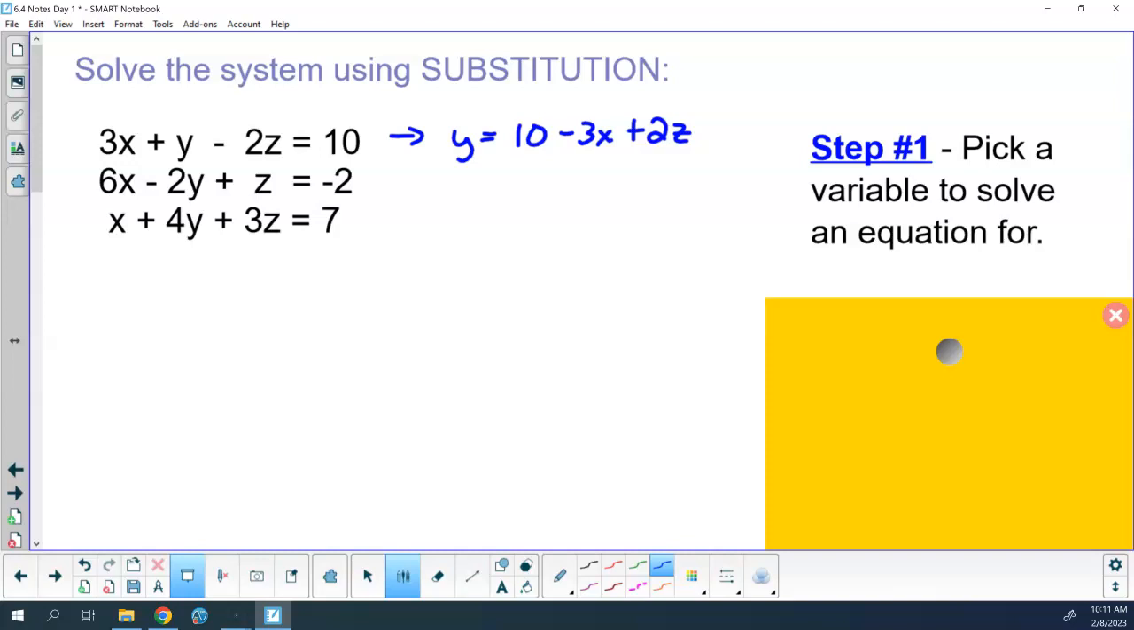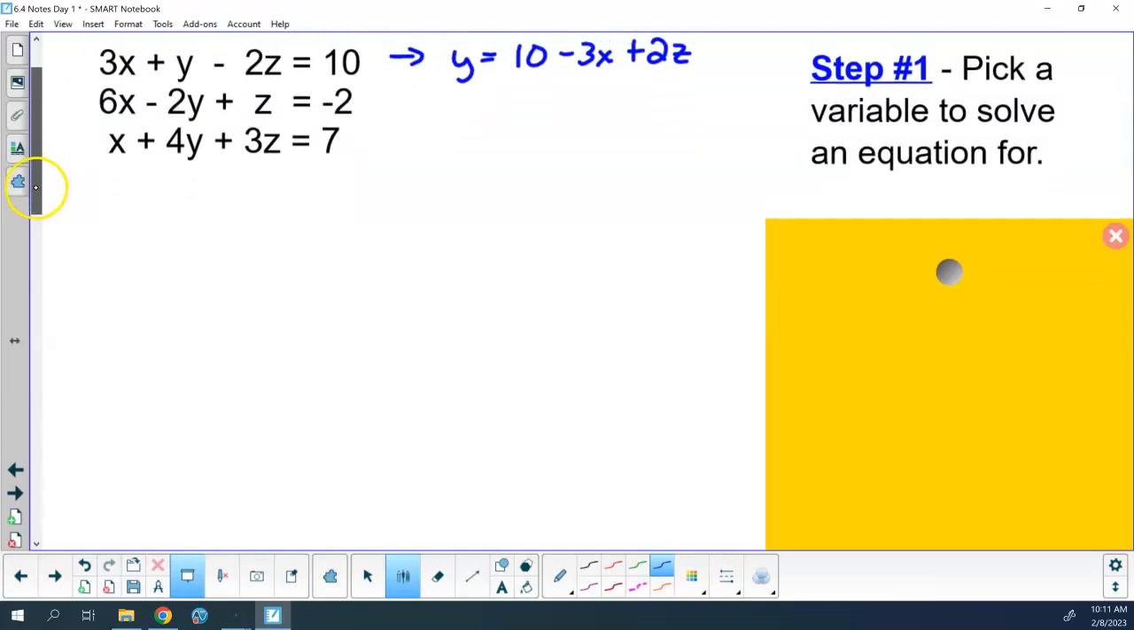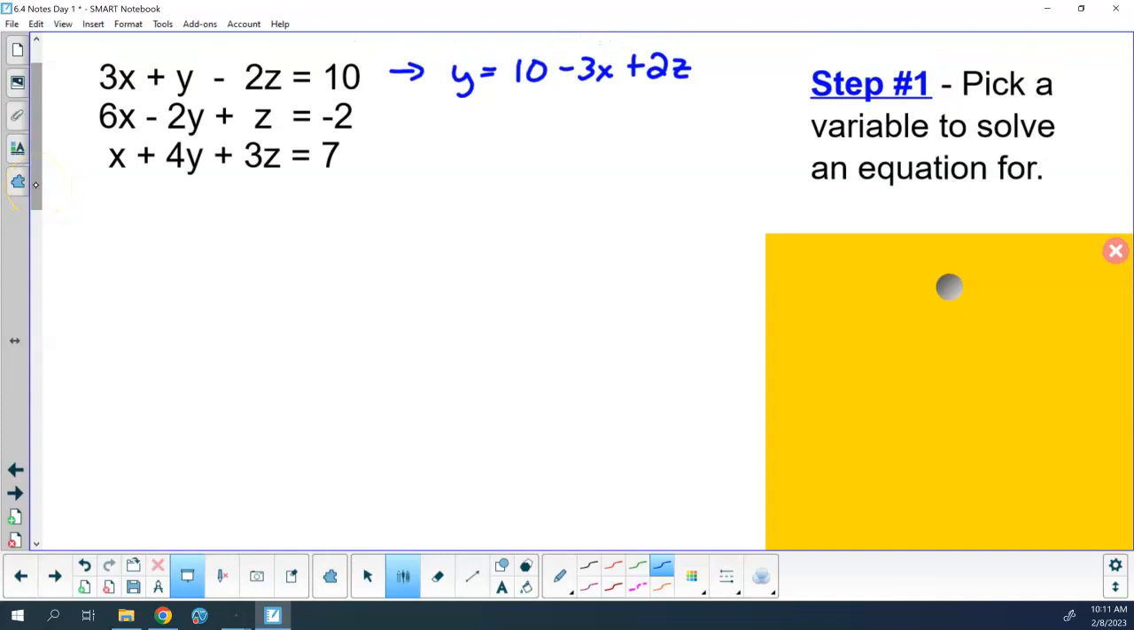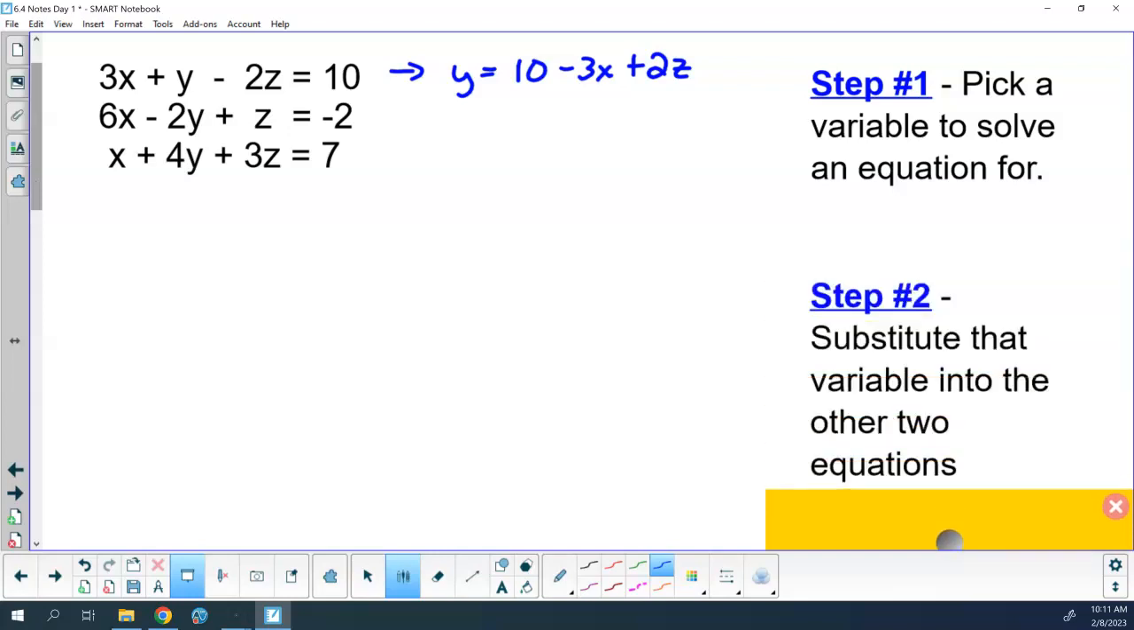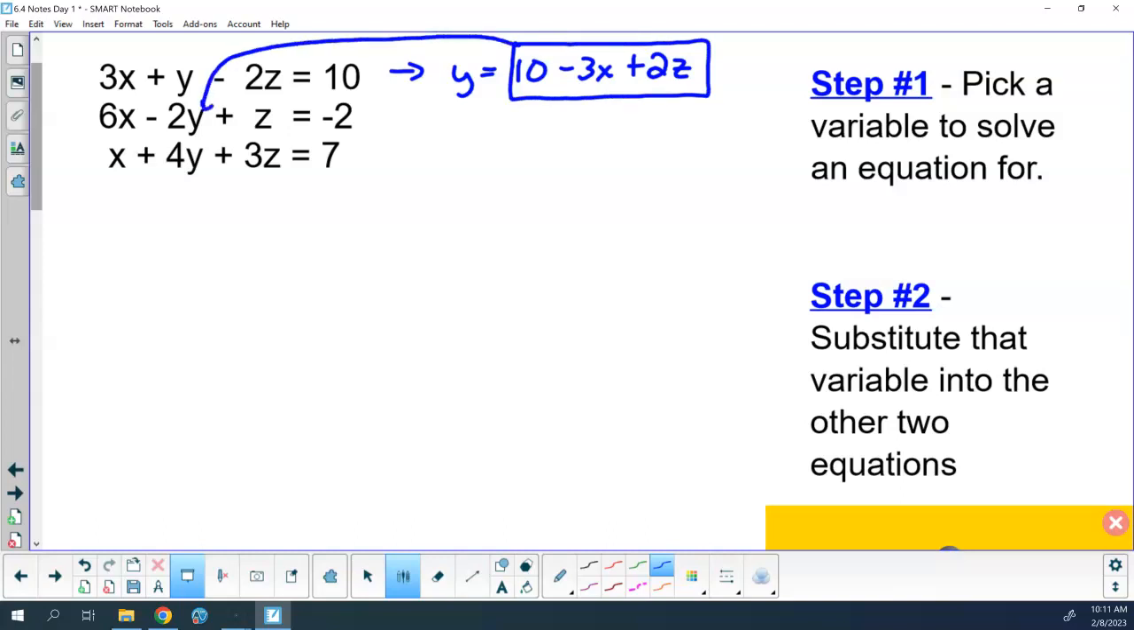Last week, when we were doing substitution, what was our second step after we solved one of our equations for one of our variables? We substituted that variable. That step is going to remain the same, except now you've got to substitute it into 2 equations. So this 10 minus 3x plus 2z is going to go in there for y, and it's going to go in there for y. It's got to go in both.